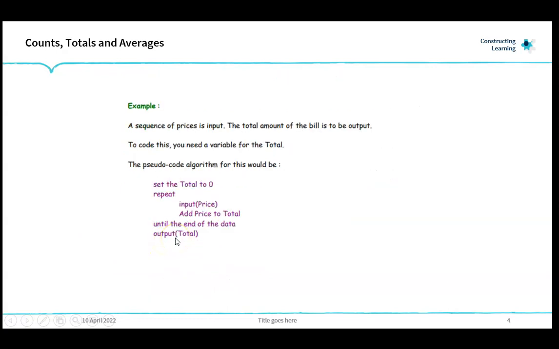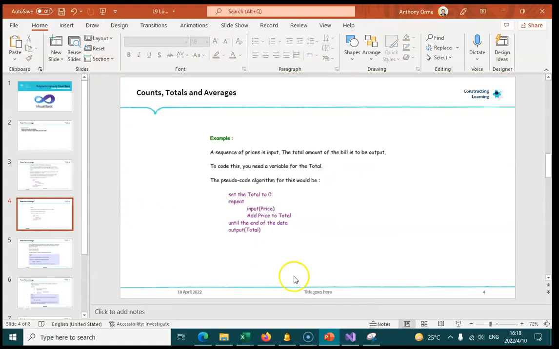As another example, this one of doing a total, a sequence of prices is input. The total amount of the bill is to be output. To code this, you need a variable for the total, and the pseudocode for that algorithm would be: set the total to 0, repeat, input price, add price to total, until the end of the data, and then output the total. So again, you'd have your rogue value. Let's test this out and see how this works.